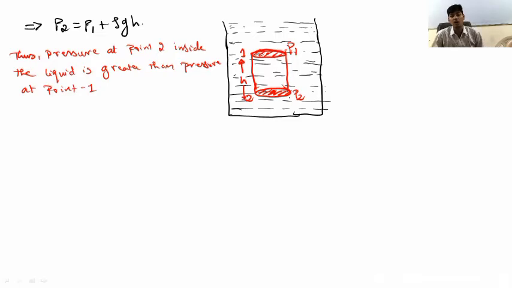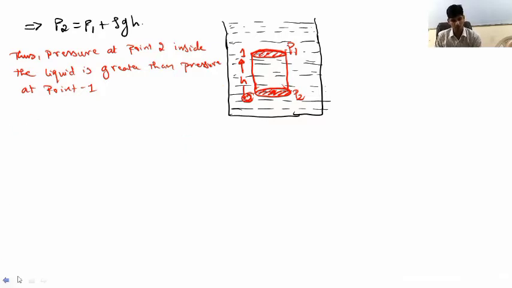Now understand which of the 2 points is at greater depth inside the liquid. Look at point 1 and point 2, which has greater depth? Whether point 1 is at greater depth from the surface or point 2 is at greater depth from the surface, point 2 is at greater depth from the surface. More is the depth of the point inside the liquid, more is the pressure exerted by the liquid.